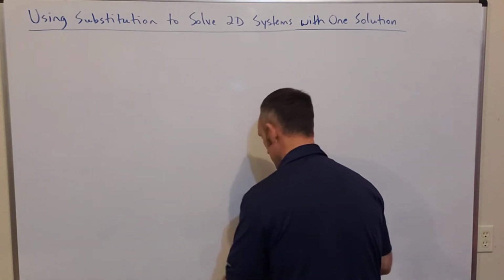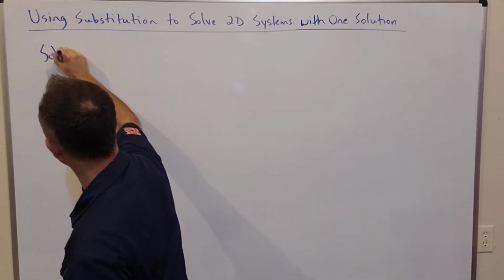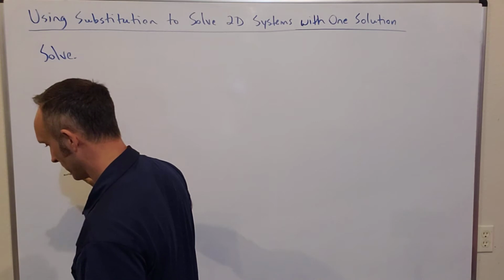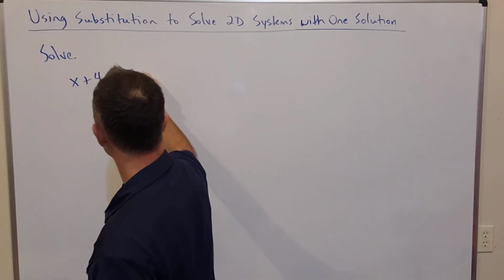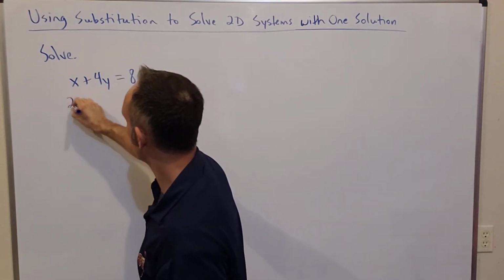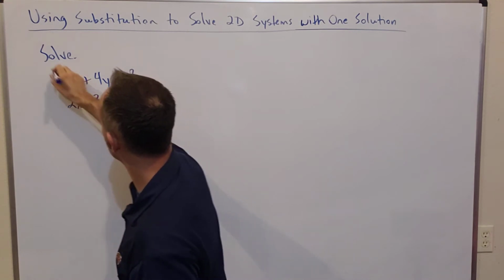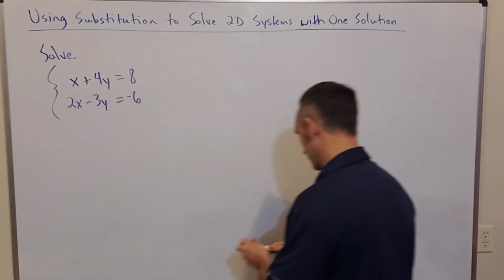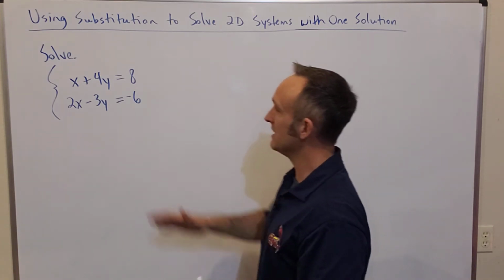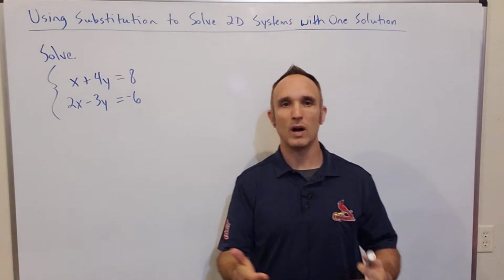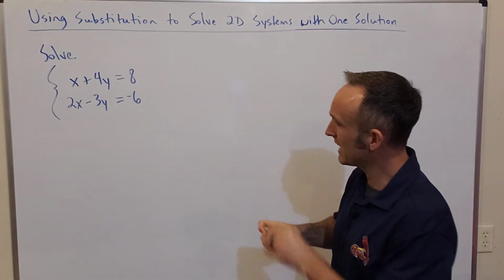All right, now let's move a little faster as we go along. Let's try another example. Let's say we want to solve this system. x plus 4y equals 8, and 2x minus 3y equals negative 6. Okay? All right, so what we'll do is neither one of these has x or y by itself, so we can't go directly to substitution.